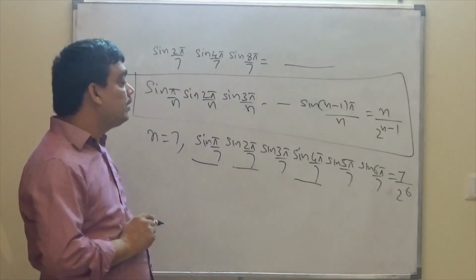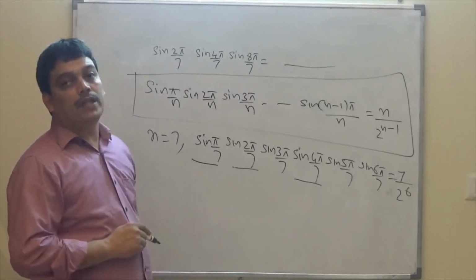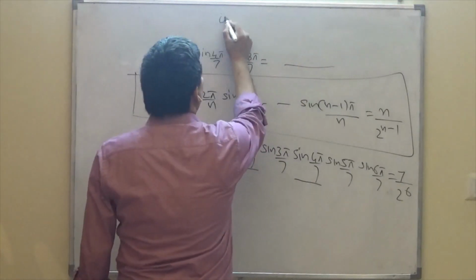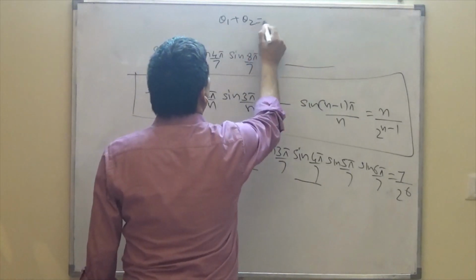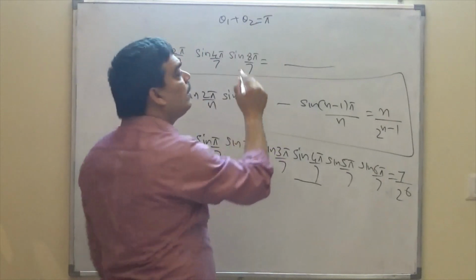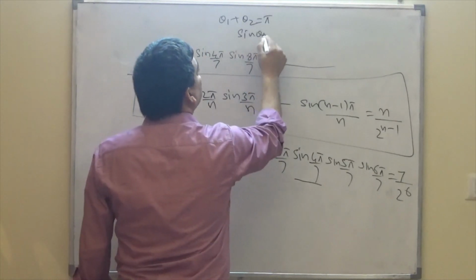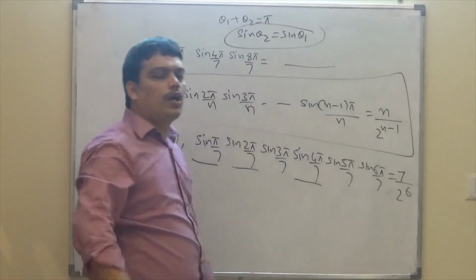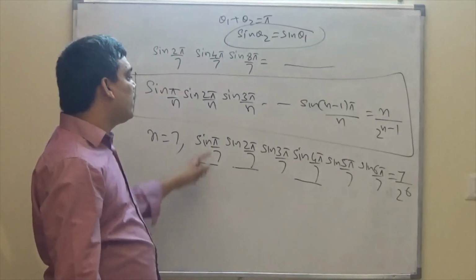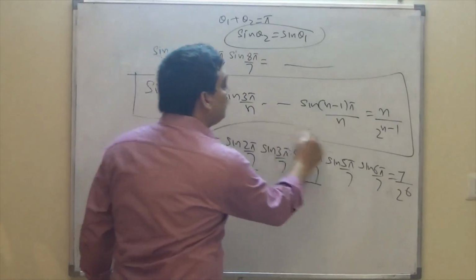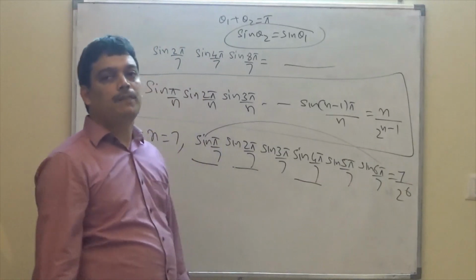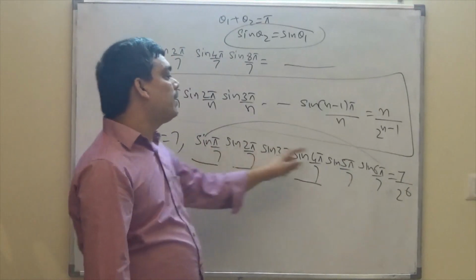You can see that some of the terms are similar here. Why they are similar is because we have another shortcut: whenever θ1 plus θ2 equals π, that is, if the sum of the two angles is π, sin θ2 is the same as sin θ1. This is one important shortcut. Using it, when you consider the first and last terms, the angle here is π/7 and the angle here is 6π/7, the sum of these angles is π, so the first term is the same as the last term.